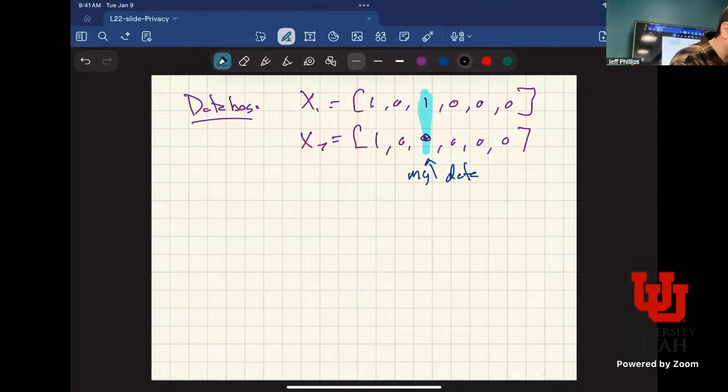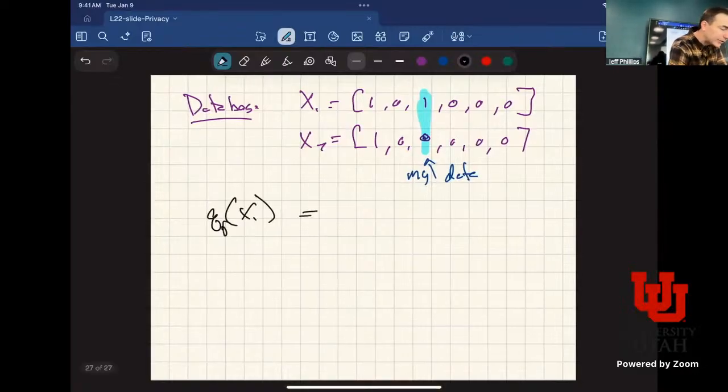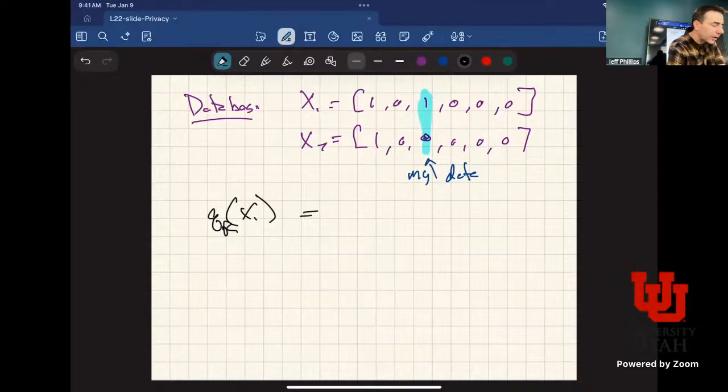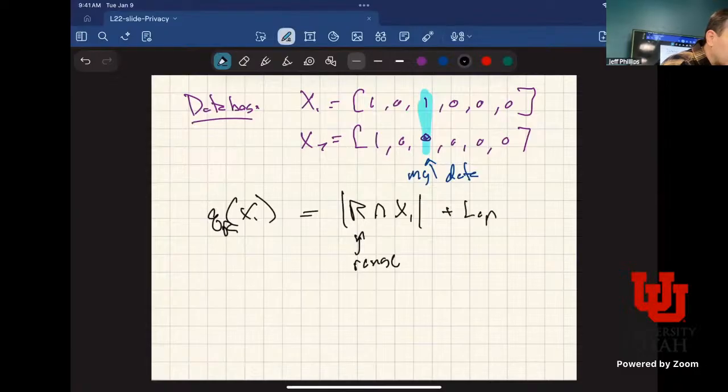So now the query is on x1, so it's going to be a range query, the intersection with x1, that says all the people who satisfy this property. I want to ask a query, and I'm going to add some Laplacian noise onto this.